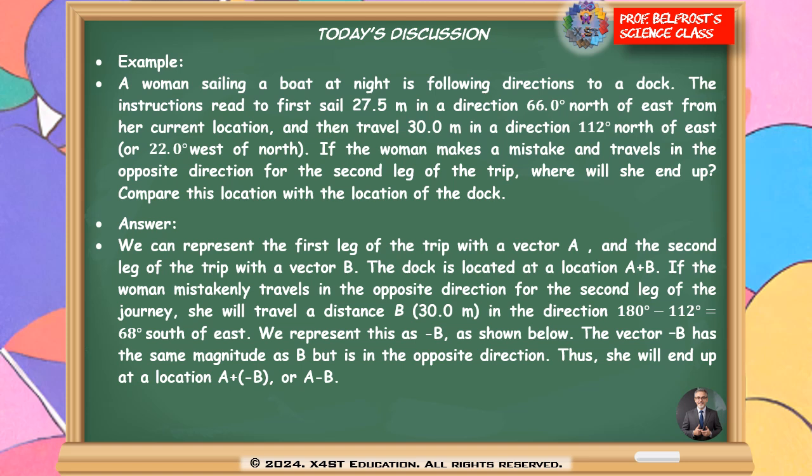So if the woman mistakenly travels in the opposite direction for the second leg of the journey, then it must be a minus b, right? It means b has the same magnitude, but the direction is the opposite, which is 180 minus 112, which is 68 degrees south of east. Okay, so let's see how we draw it.